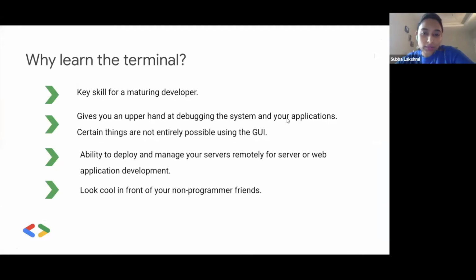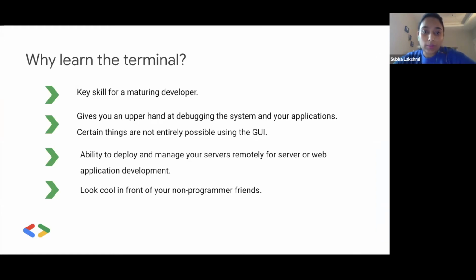Key skills to learn, basically, for a developer. It is a good skill to have for sure. It gives you an upper hand at debugging the system and your applications. Sometimes you just don't know what's happening with your application, right? You're building a web application or something else, and you don't know what's happening, or something is spinning around and you don't know what's happening behind the scenes. So that's the reason you can debug the system using these commands in the terminal.